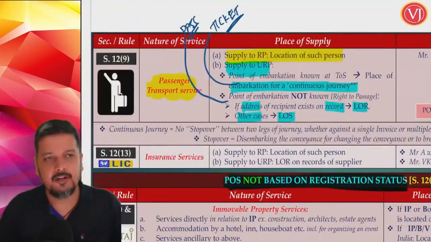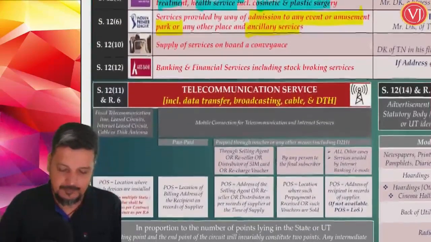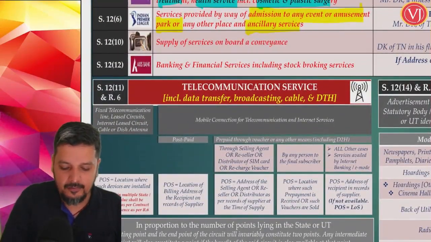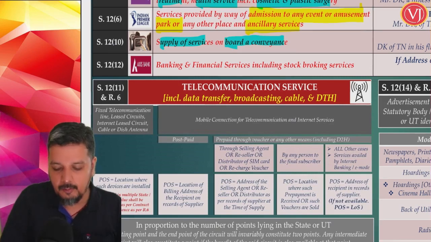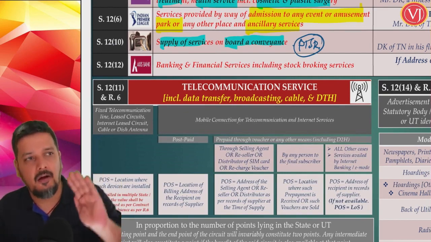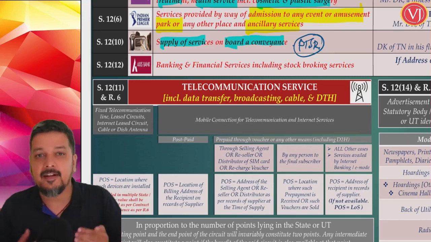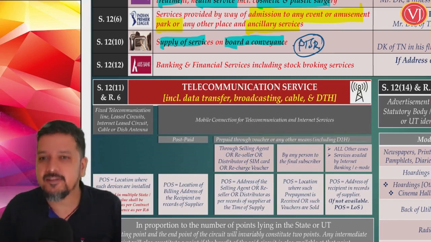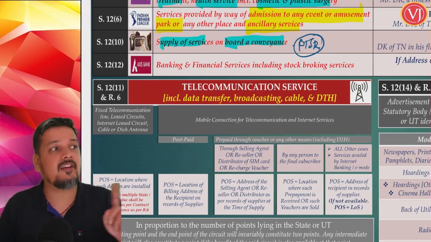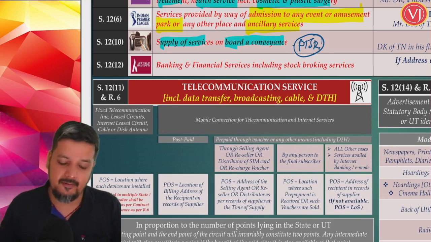This is there when you're talking about tickets, passenger transportation service. But wait. There is supply of services on board a conveyance when you are talking about passenger transportation service. When you're traveling in your train or bus or plane or vessel, there are certain services that you get. The example that she said, food services. Now it is not supply of goods on board a conveyance. It is supply of service on board a conveyance.